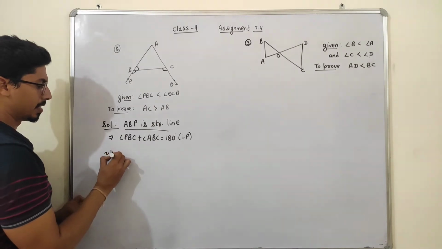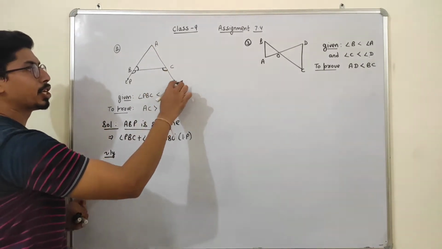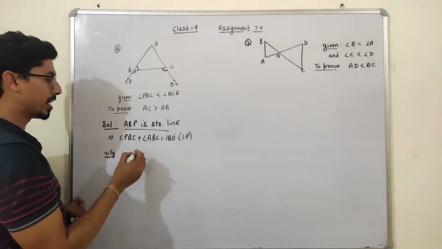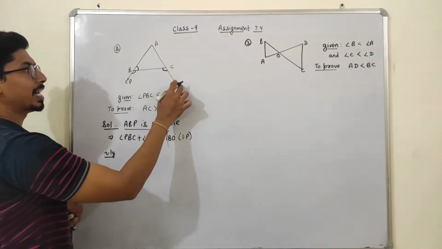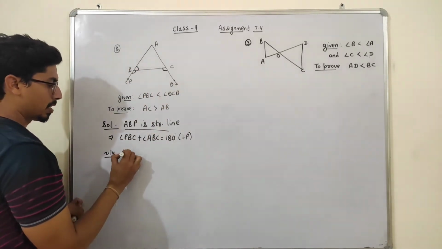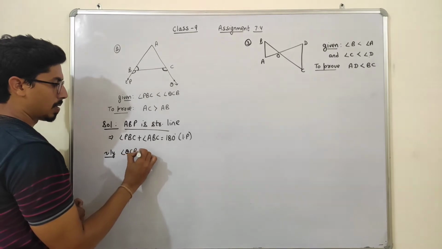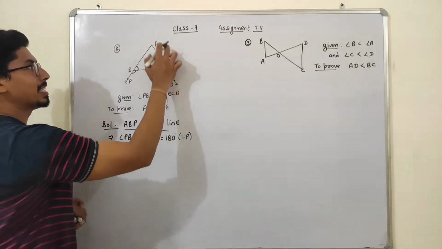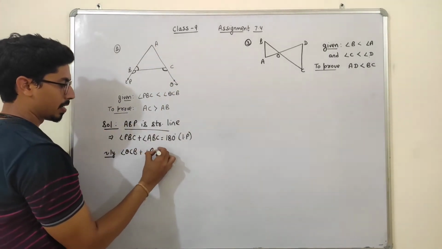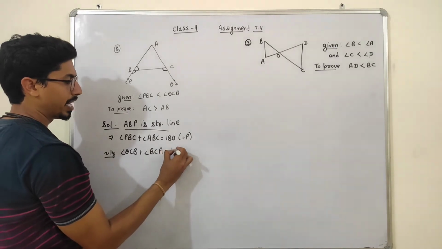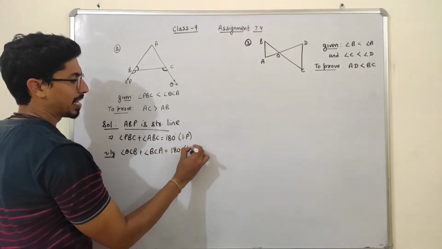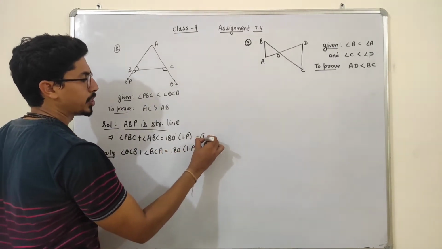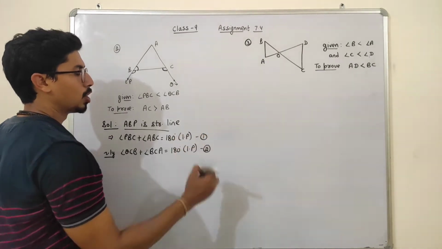Similarly, ACQ is also a straight line. So similarly, I can say that angle QCB plus angle BCA is equal to 180 degrees because of, again, linear pair. Name it as equation 1, name this as equation number 2.